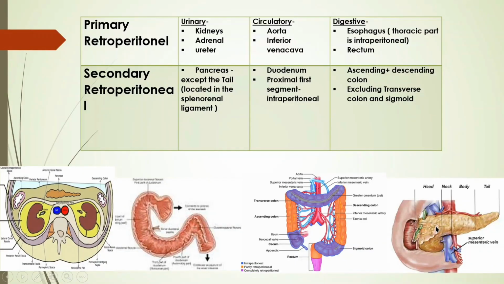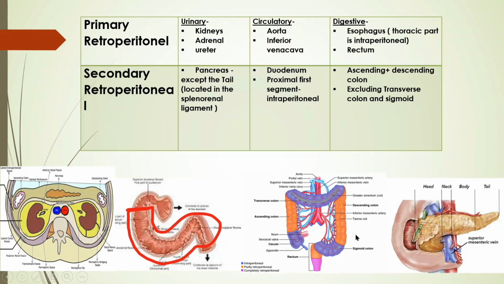We know that anatomically the pancreas has a head, neck, body, and a tail. Except the tail, the other three parts of the pancreas are retroperitoneal. The tail is intraperitoneal. Coming to the duodenum, its anatomic divisions are divided into four parts. This forms your first part, second, third, and fourth. Except the first part, the entire duodenum is retroperitoneal. That's why we say most of the duodenum is retroperitoneal.